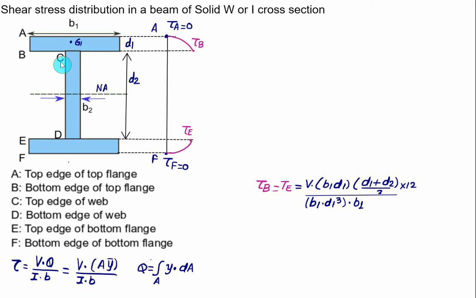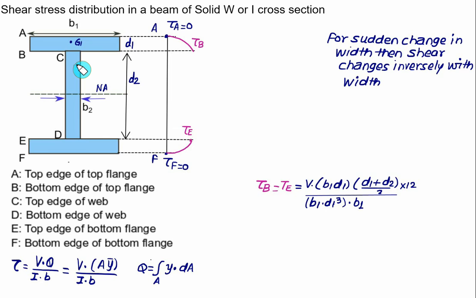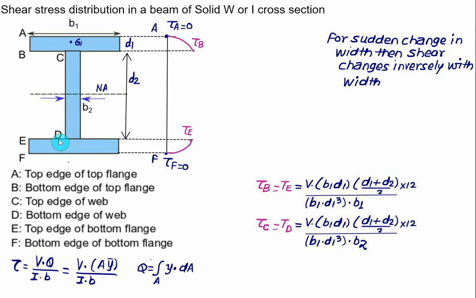And what we observed here is that between B and C there is a sudden change in the width. Width has been decreased from B1 to B2 and therefore the only difference is that the shear stress at C and the shear stress at D has the same formula. Instead of B1 you have to take the value of B2. So the shear stress at C and the shear stress at D is given by this formula. Only difference is that you have to take the width of the web. That is at C we have width equal to B2 as well as at D we have width equal to B2. So there is a sudden shoot up here.